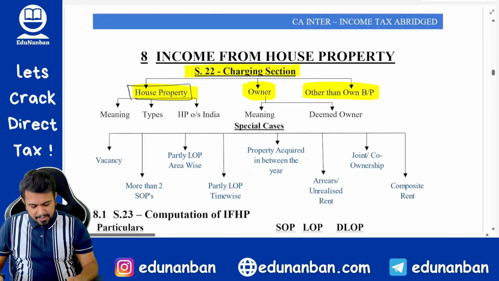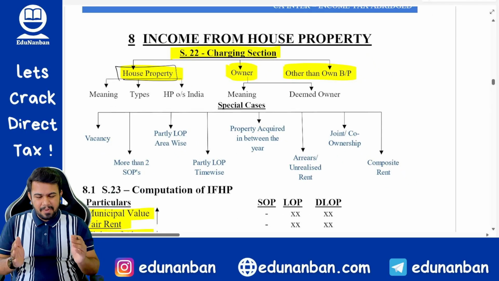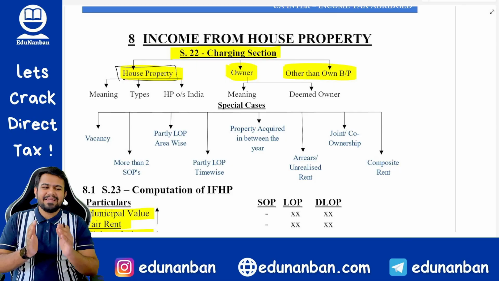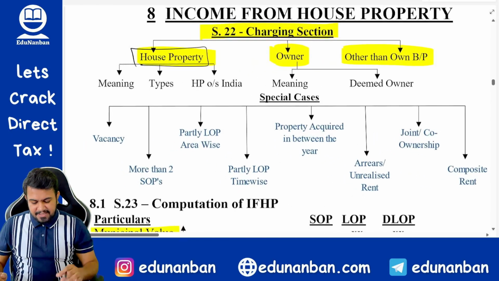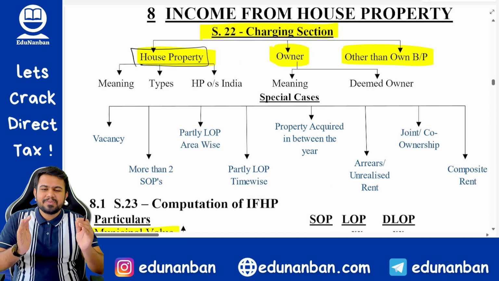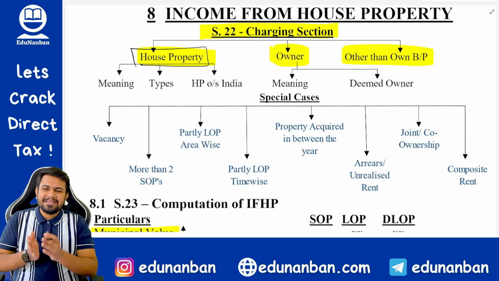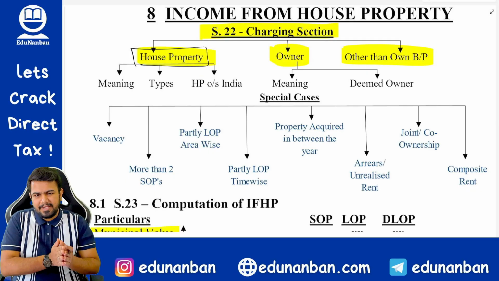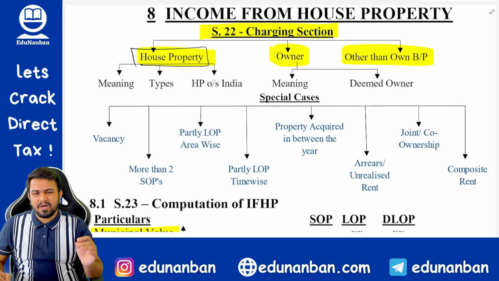Now coming to the chapter, like any other head of income, even for house property there is a charging section and a computation section. The charging section is Section 22, which says that for income from house property to arise, there should be a house property, the assessee should be the owner of the house property, and the property should not be used for the assessee's own business or profession.